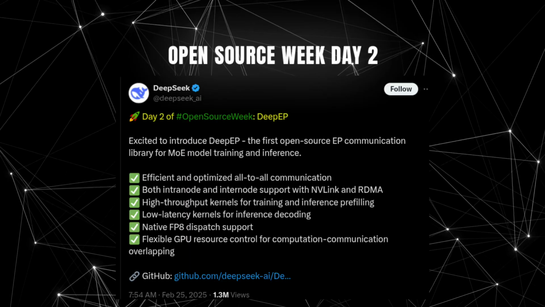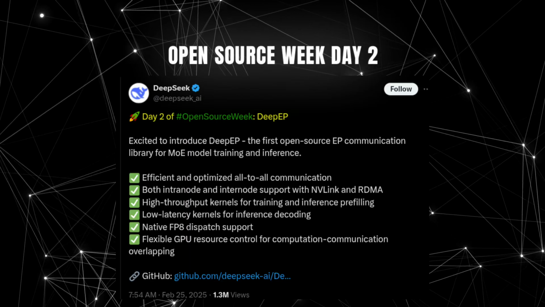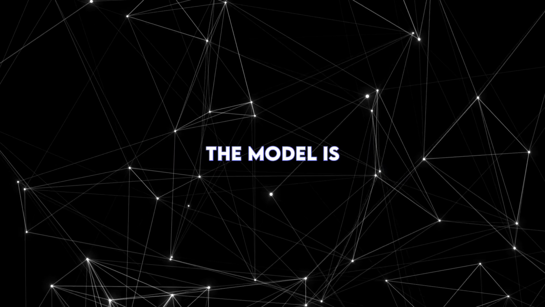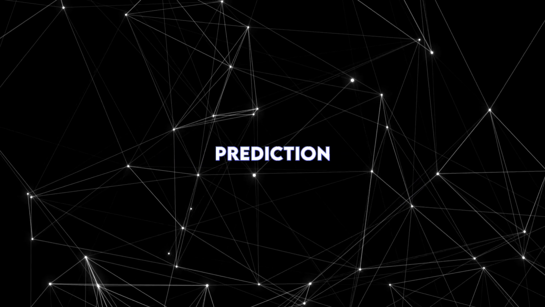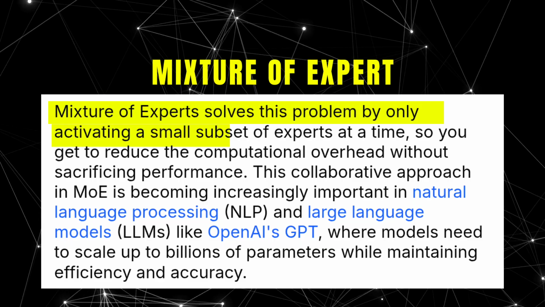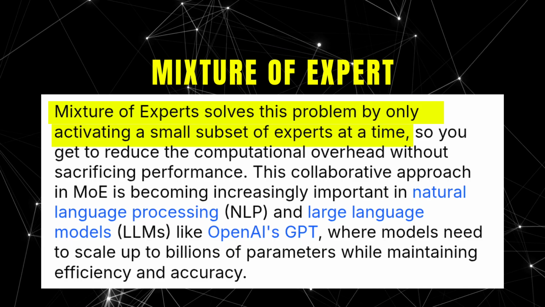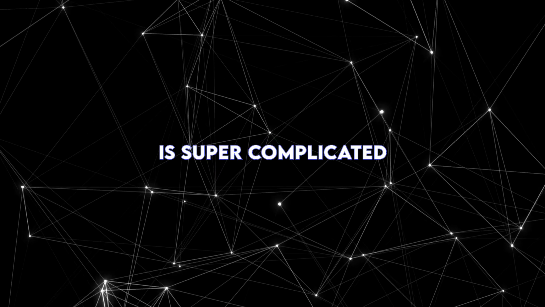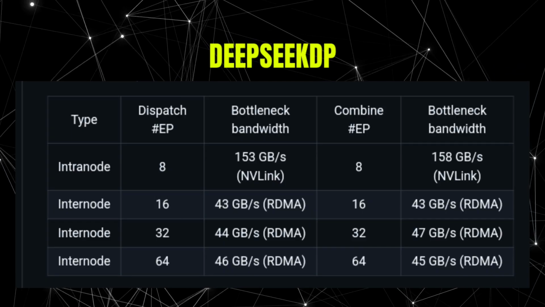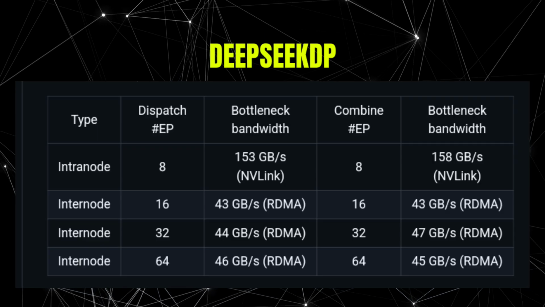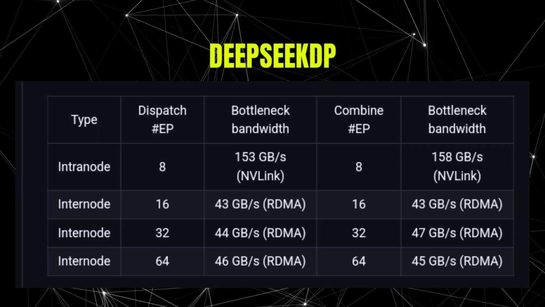Next, we got DeepEP, which stands for Deep Expert Parallelism. AI models are usually dense, meaning every part of the model is used every time you make a prediction. But newer architectures like Mixture of Experts, MoE, only activate parts of the model when needed, making them more efficient. The problem is training these models is super complicated. DeepSeek's DeepEP makes this process way more efficient and scalable, and again, it's optimizing CUDA, making it ridiculously fast.